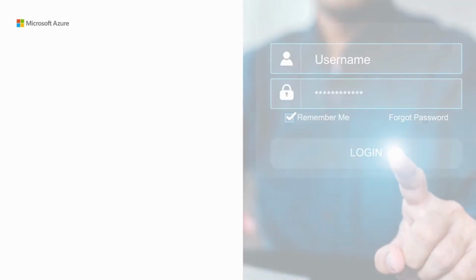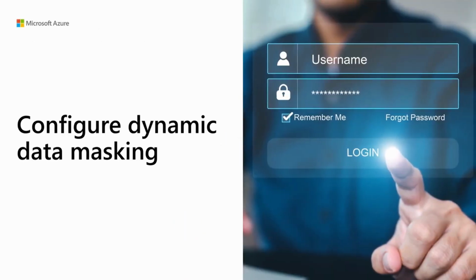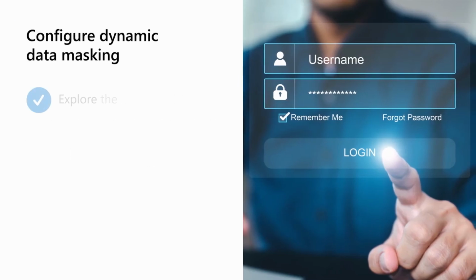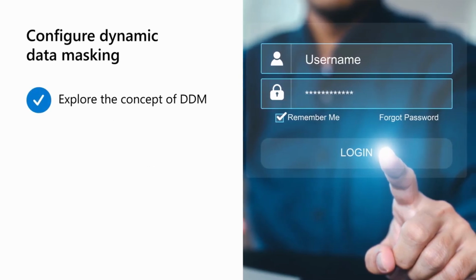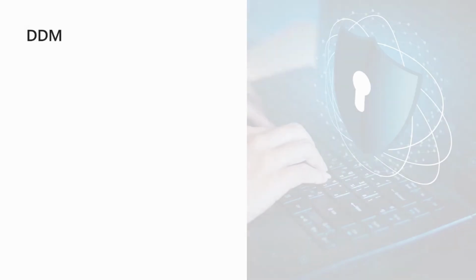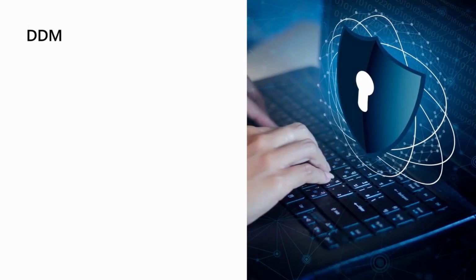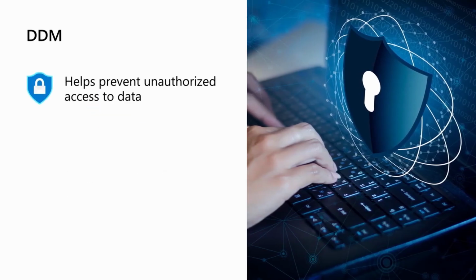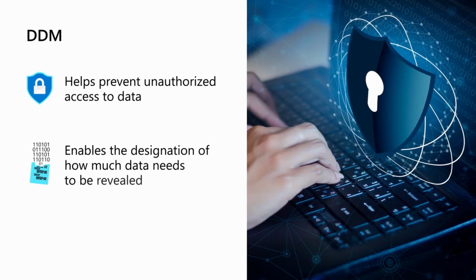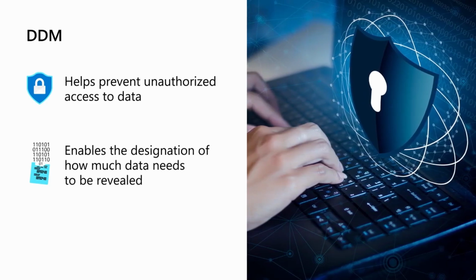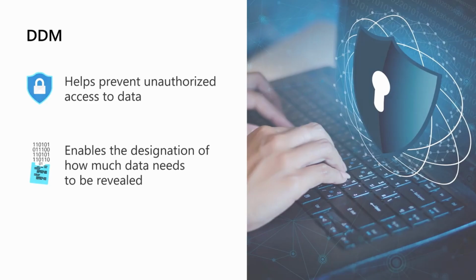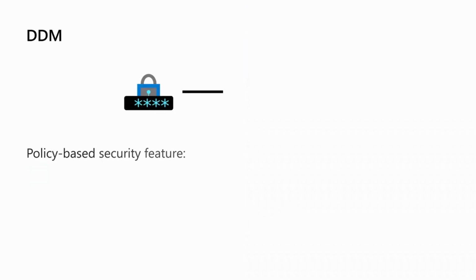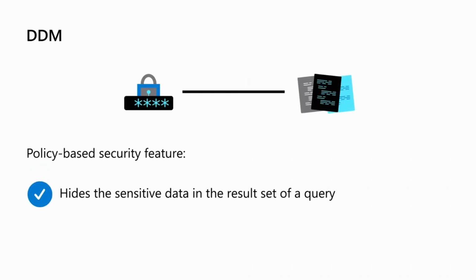Hello, and welcome to the video, Configure Dynamic Data Masking. In this video, we'll revisit the concept of DDM and explore the feature in detail. SQL Database DDM limits sensitive data exposure by masking it for non-privileged users. DDM helps prevent unauthorized access to data by enabling the designation of how much data needs to be revealed without impacting the application layer. Basically, DDM is a policy-based security feature that hides sensitive data in the result set of a query over designated database fields, keeping the data unchanged.